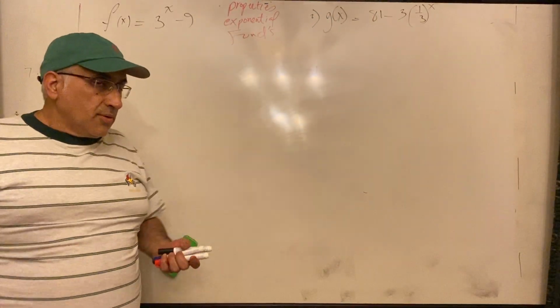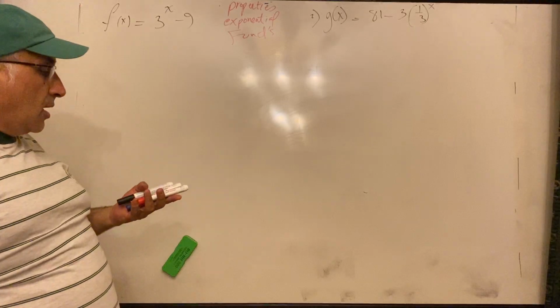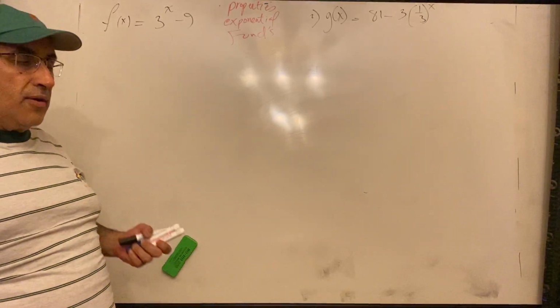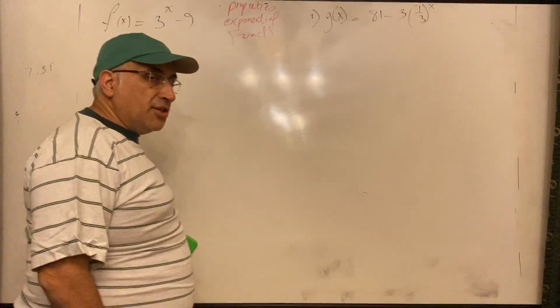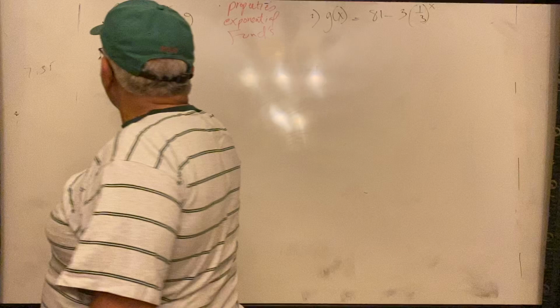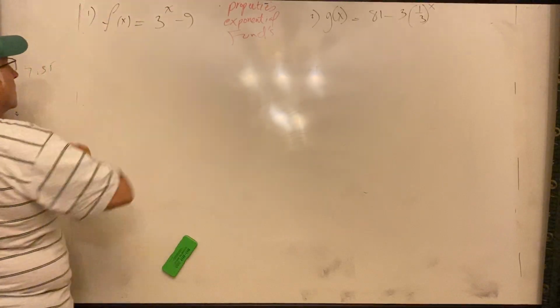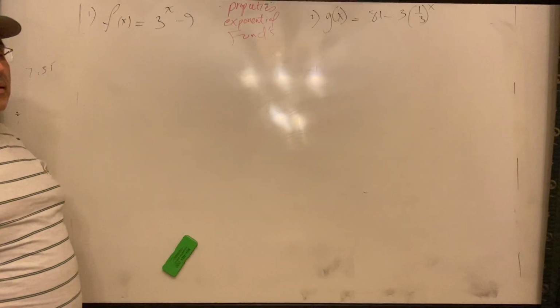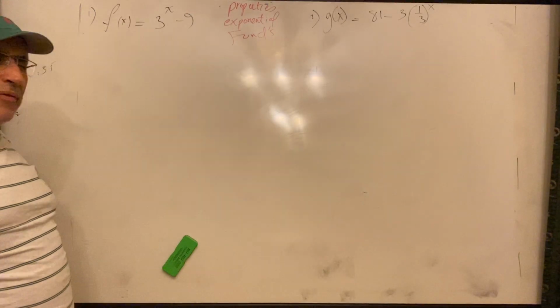Today we're going to go through the second session. It's about how to find some properties of an exponential function. Some people call it an indicial function. All right. First of all, we have a function called f of x equals 3 to the power of x minus 9. Let's find some properties of that function.